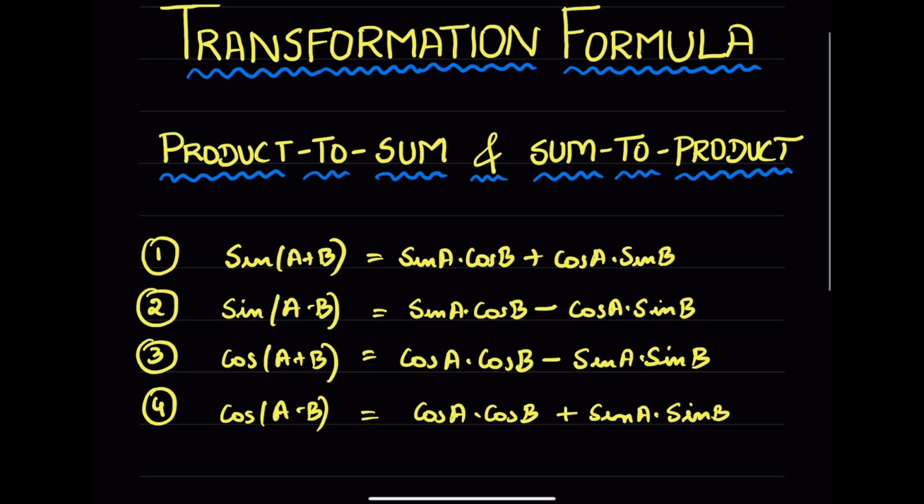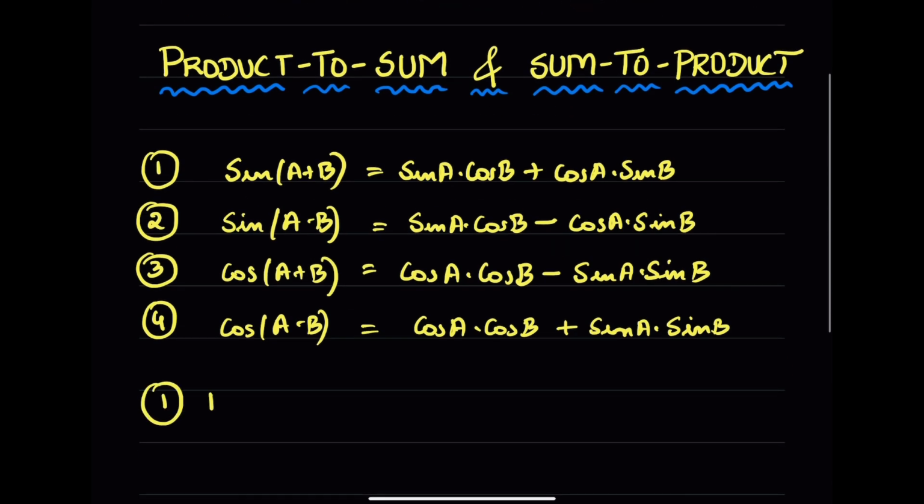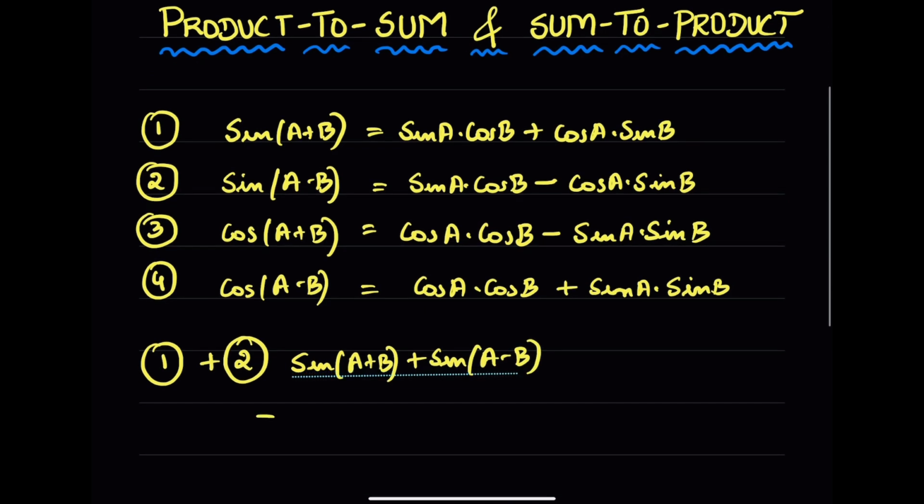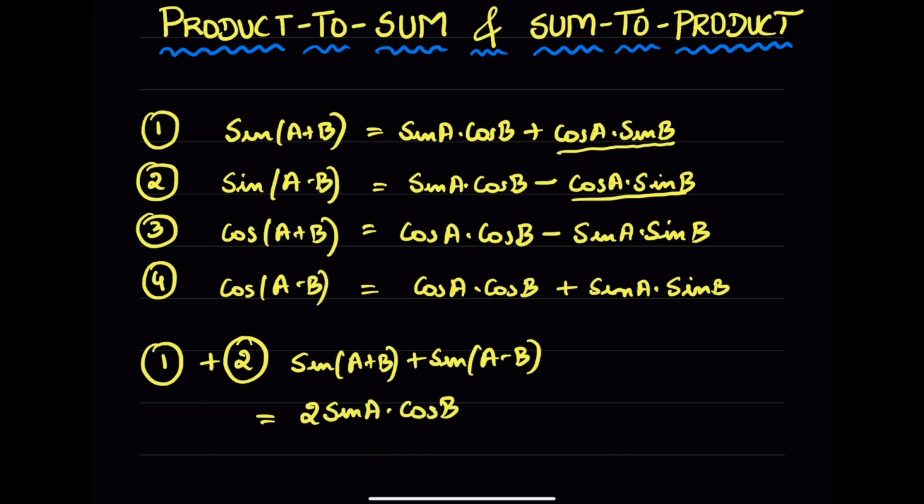Now what we are going to do is, let us add formula number 1 and formula number 2, which is nothing but sine of a plus b plus sine of a minus b. So this would change to, if you notice here, we can cancel cos a sin b and negative cos a sin b. So this would be equal to 2 times sin a cos b. So that is our first formula. Sine of a plus b plus sine of a minus b is equal to 2 times sin a cos b.